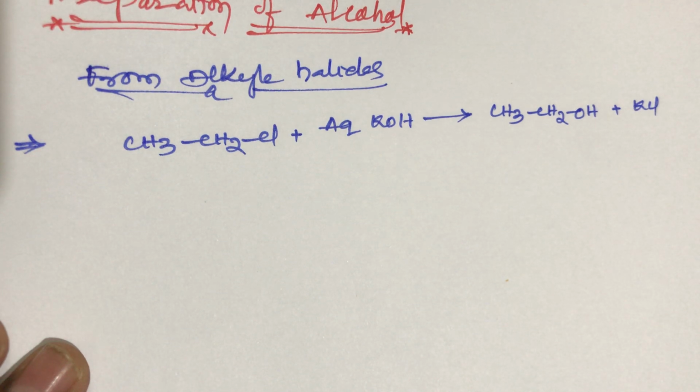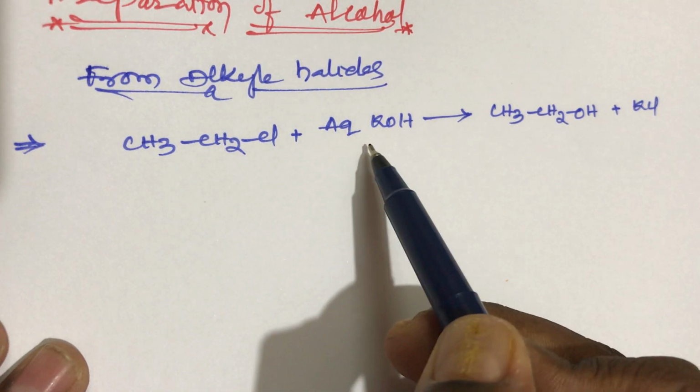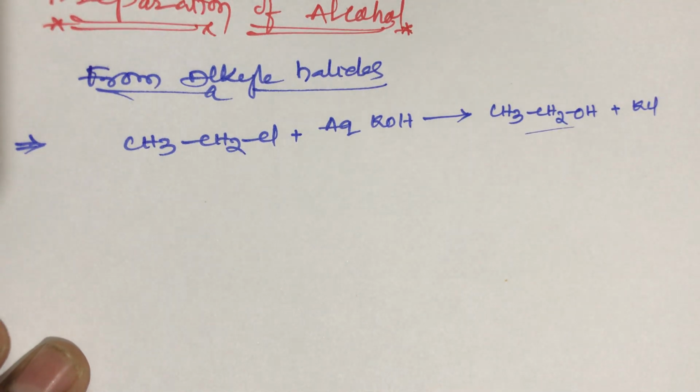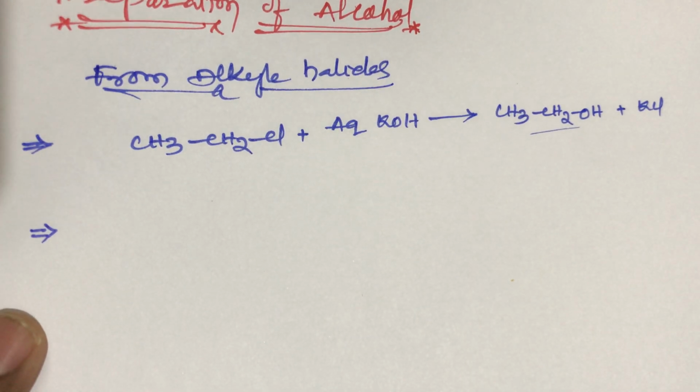That is the preparation of ethyl alcohol, students. First one, the preparation of ethyl alcohol from ethyl chloride: when ethyl chloride reacts with aqueous KOH, it gives ethyl alcohol plus water. Now the second method, students.